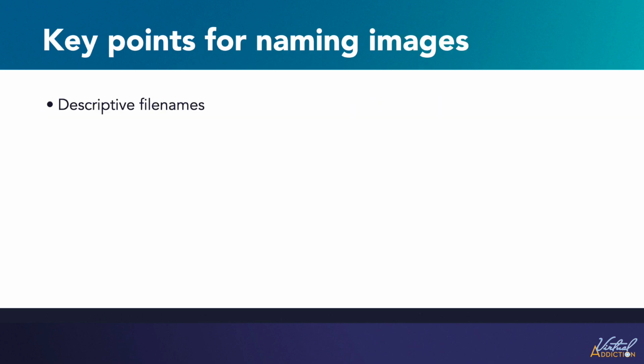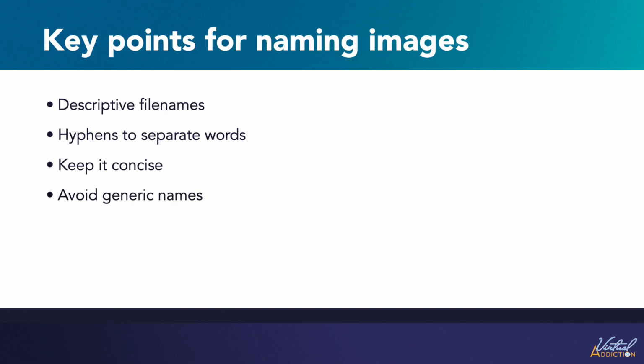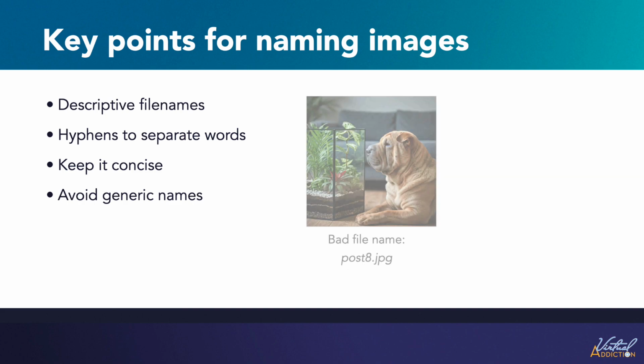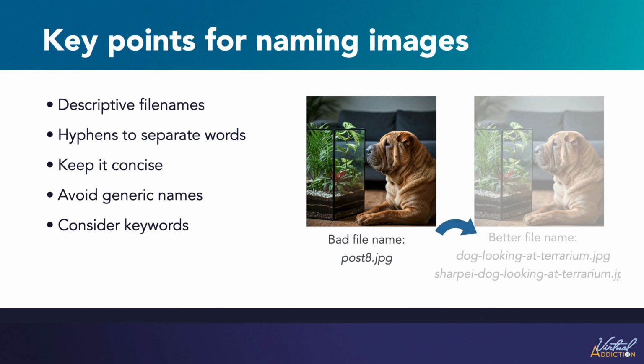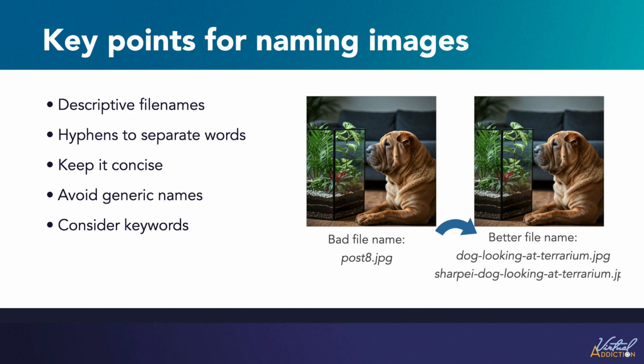Key points to remember are use words that clearly describe the image content. Use hyphens instead of spaces between words in the file name. Aim for short file names, avoiding overly long descriptions. Avoid generic names. Don't use names like image1.jpg or pic2.png. Include relevant keywords that people might search for when looking for the image content. Take the time to name your files in an appropriate way, and this can really help SEO on your website.